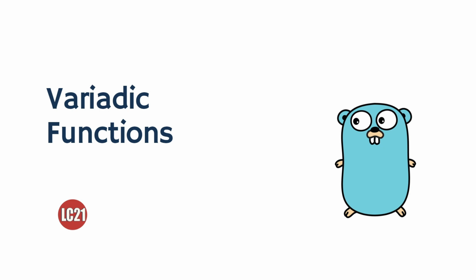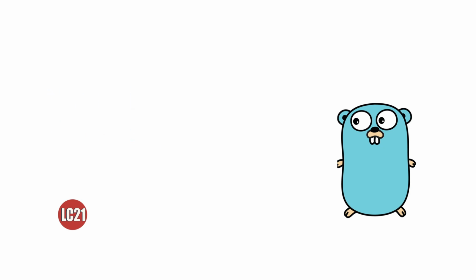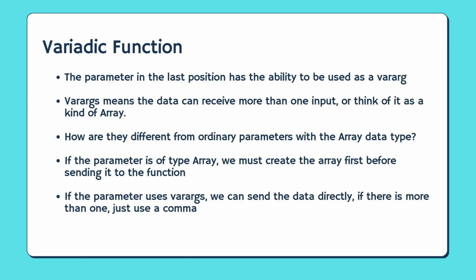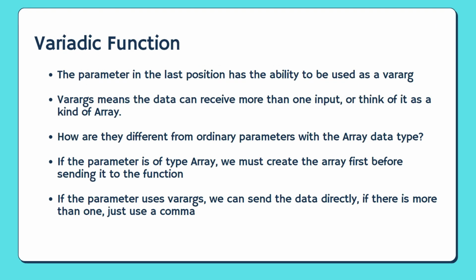Variadic functions. The parameter in the last position has the ability to be used as a vararg. Varargs means the data can receive more than one input, or think of it as a kind of array. How are they different from ordinary parameters with the array data type?